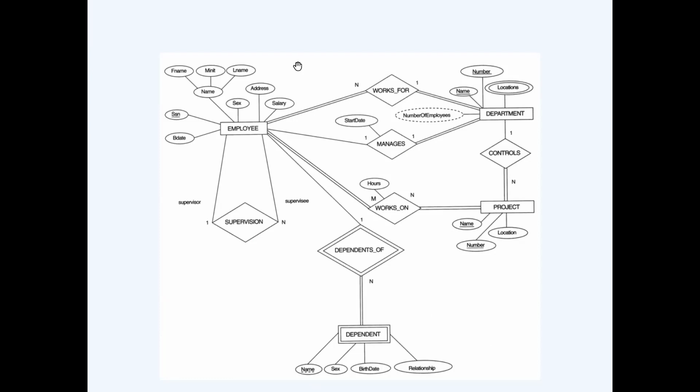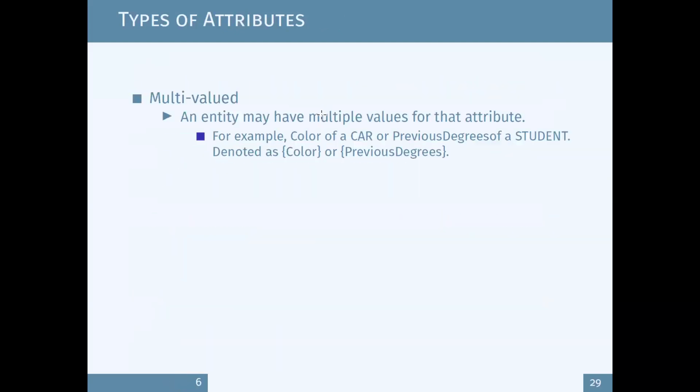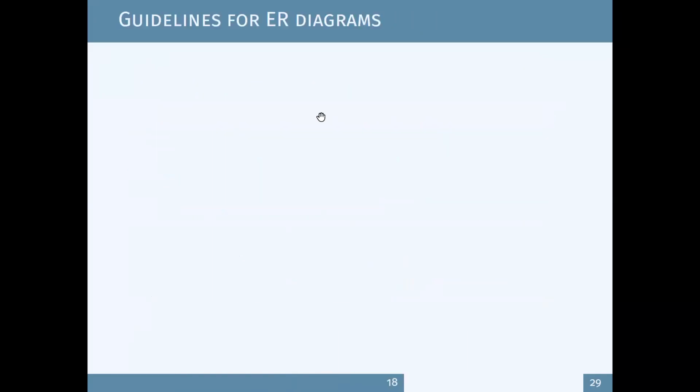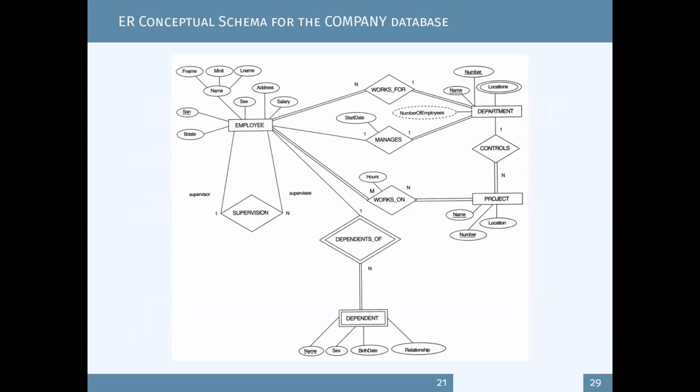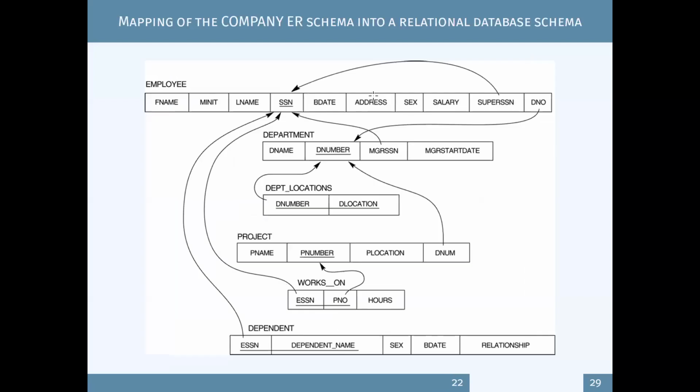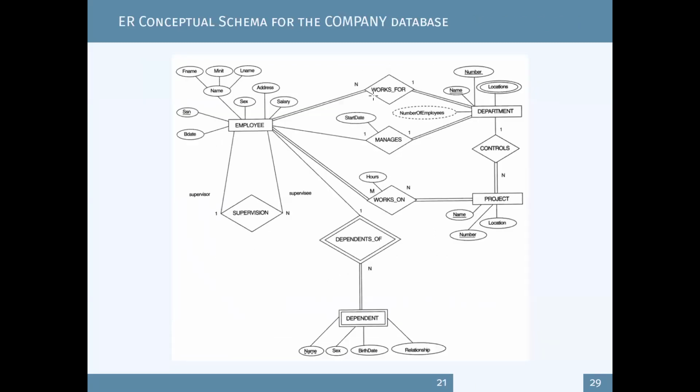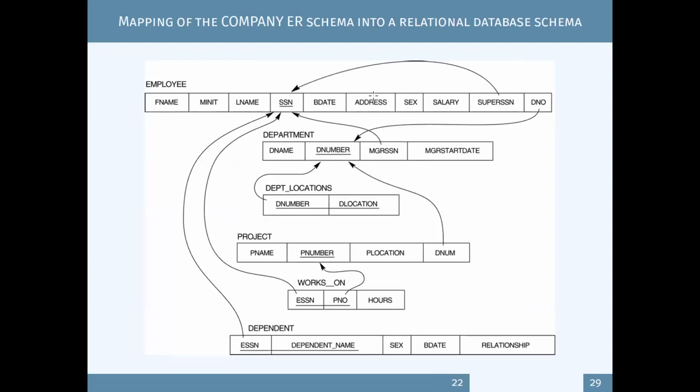Now, the second part is, based on this, we need to create relations. When we want to create relations, we convert all the entities and all the relationships into something like this. This is another representation where we convert each and every entity and relationship into what we call a relational database, where we have all the relations, or you can say tables. This is called the logical model.